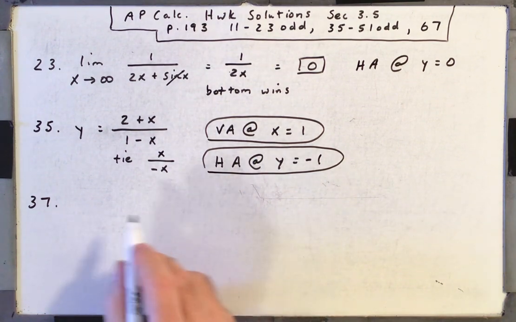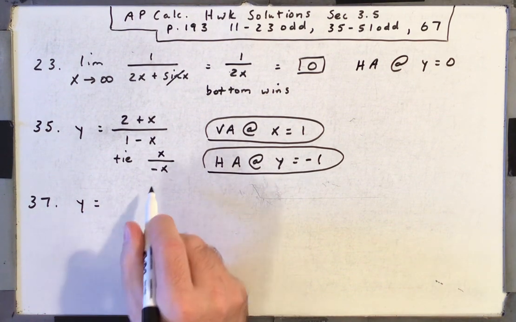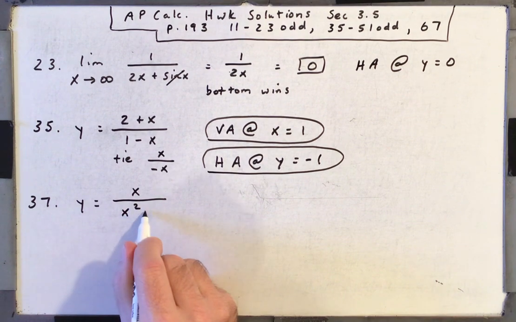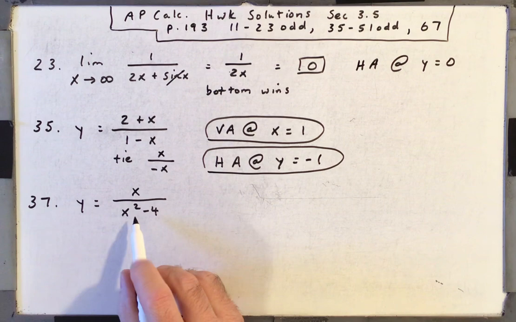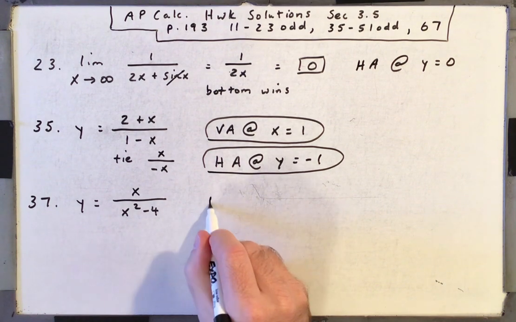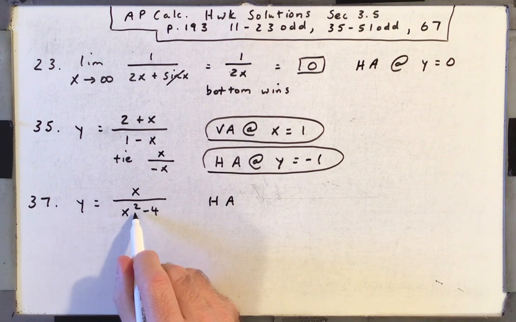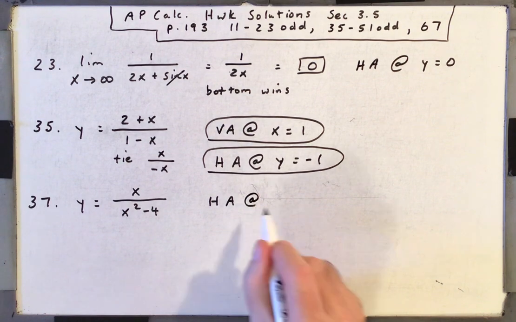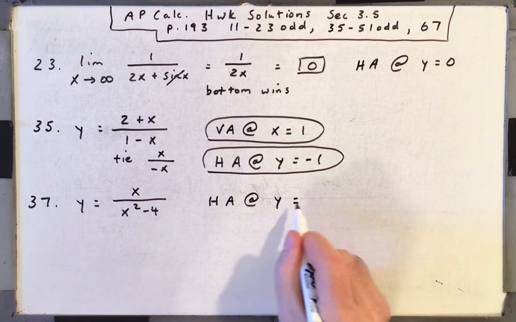Now we might have to do some factoring. So here we have x over x squared minus 4. For this one, I'm going to just use my eyeballs to see where the horizontal asymptote is. The highest power is on the bottom. So when that happens, you have a horizontal asymptote at y equals 0. The bottom wins.